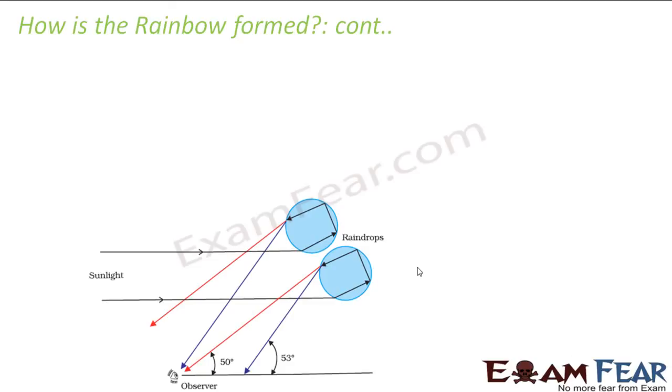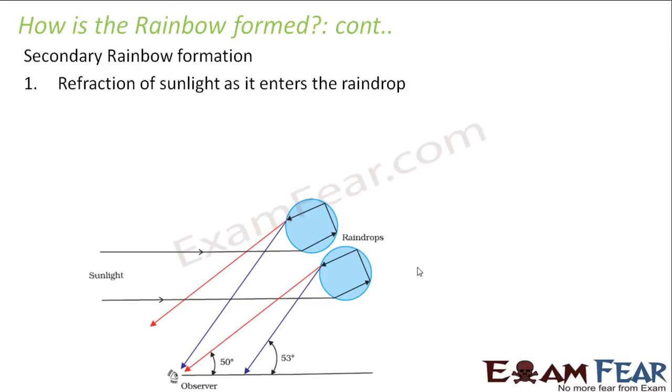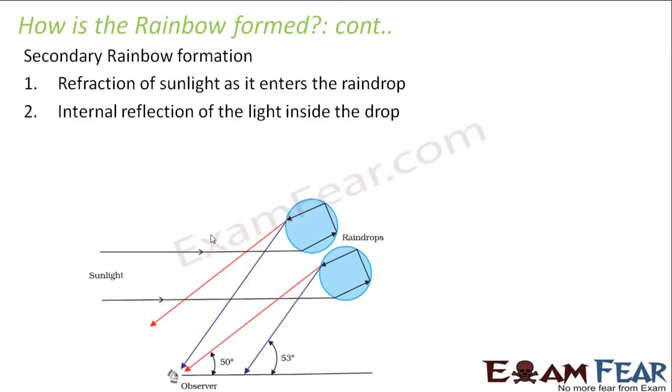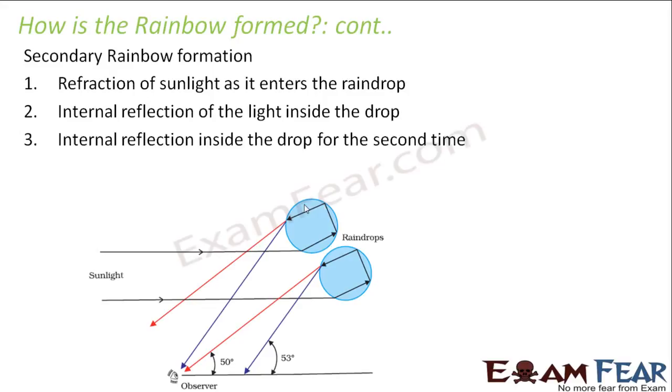Let us now look at the formation of the secondary rainbow. Let us see what is different in the case of a secondary rainbow. In this case also, refraction of sunlight takes place as it enters the raindrop. Internal reflection also takes place. So here, this is how the sunlight enters. This is how internal reflection takes place. But in this case, internal reflection takes place inside the drop for the second time.